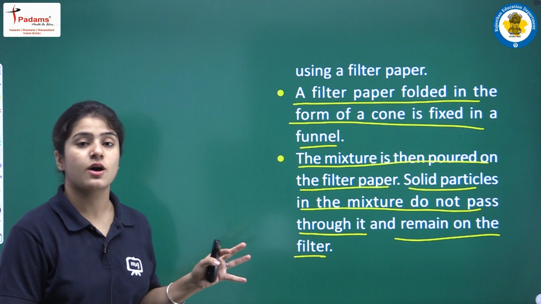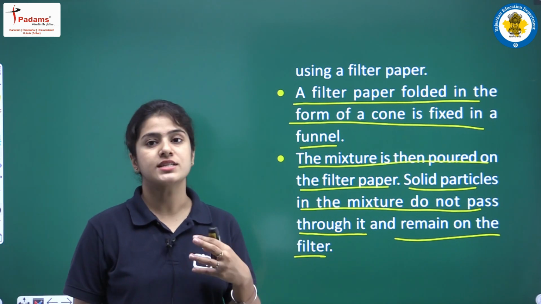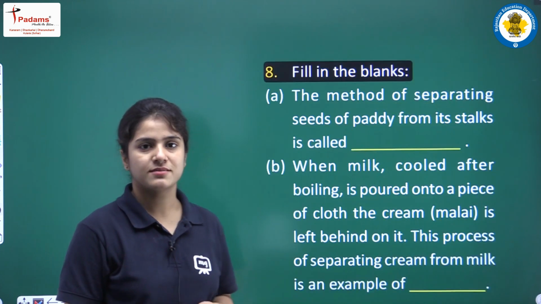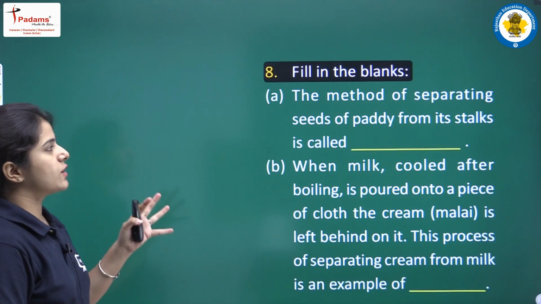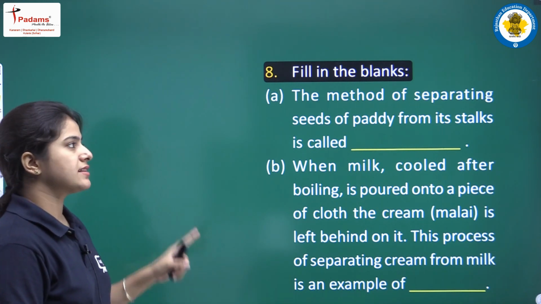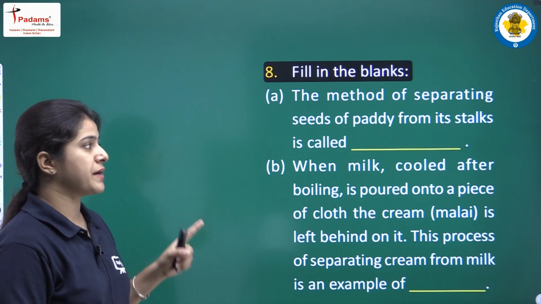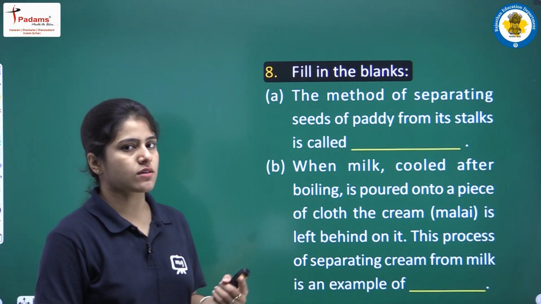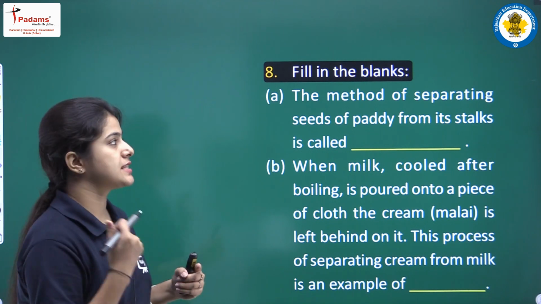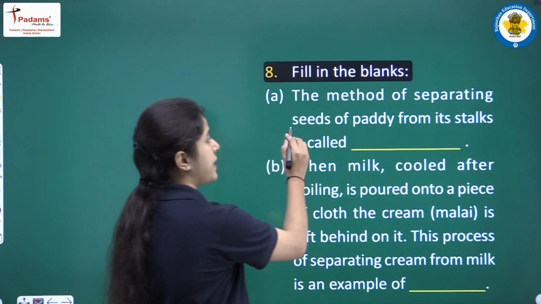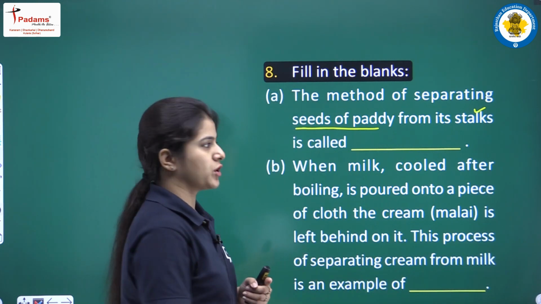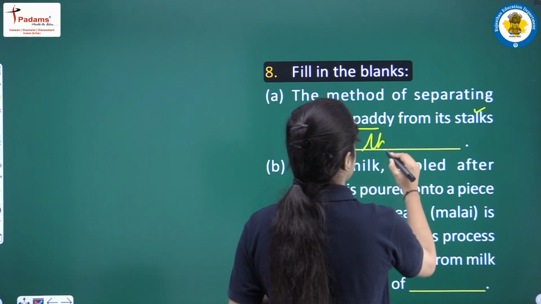Alright students, so this was all about this question, what is filtration all about? Okay, so let's discuss the next question. It is all about fill in the blanks. First part: the method of separating seeds of paddy from its stalks is called what? The process of separating seeds of paddy from stalks is called threshing. What is it called? Threshing, students.